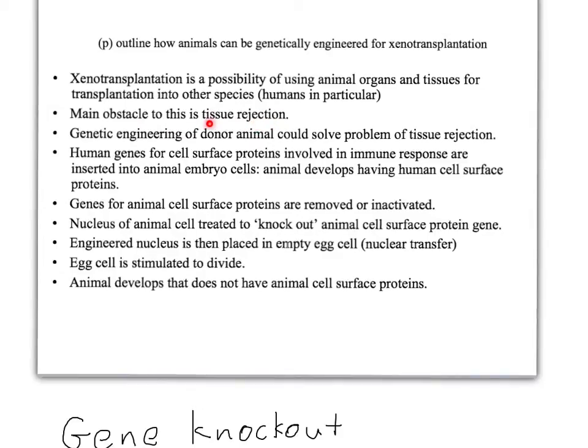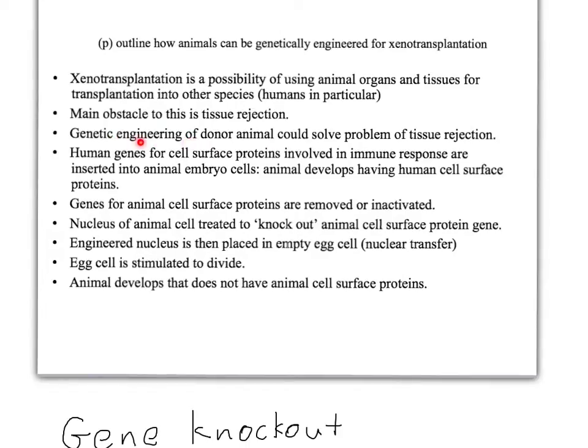Okay, the problem being that pig cells have on their cell surfaces pig antigens, and those antigens would be recognized by the human recipient, and the B and T lymphocytes would create an immune response and would very quickly reject that transplanted organ.